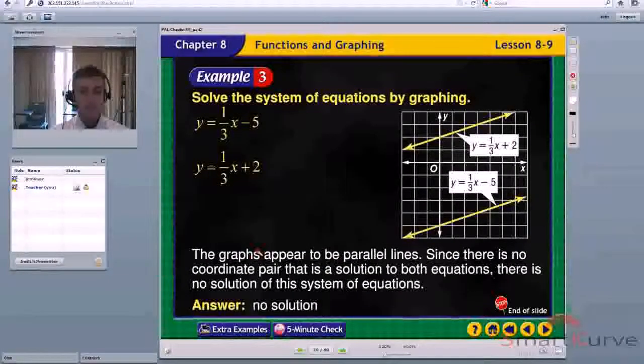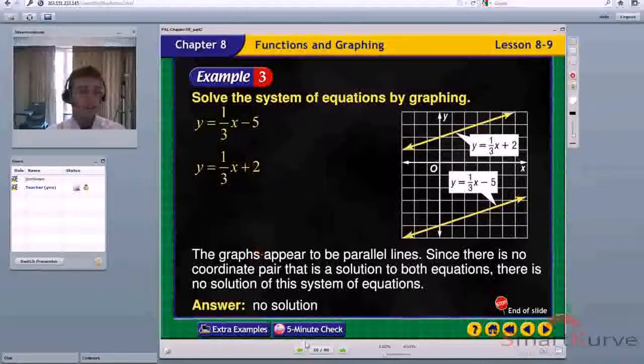Solve the systems of equations by graphing. Y equals 1/3 x minus 5, y equals 1/3 x plus 2. The graphs appear to be parallel lines. Since there is no coordinate pair that is a solution to both equations, there is no solution of this system of equations.